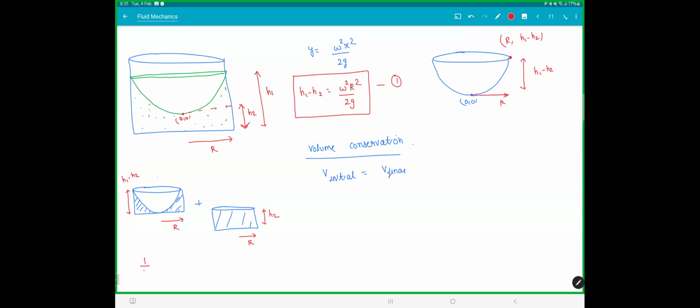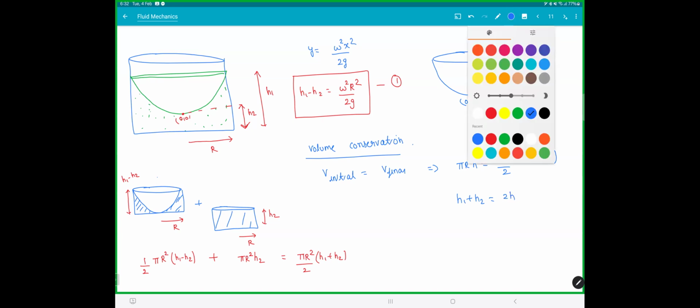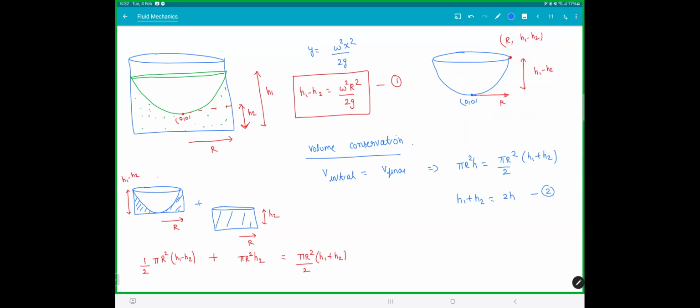So this volume will be half into the volume of the cylinder, pi r square into H1 minus H2, plus this will be pi r square H2. When I add them, I end up with pi r square into H1 plus H2 by 2. That is your volume of the total thing. The initial volume is pi r square h. The final volume is pi r square by 2 into H1 plus H2. So from here we get H1 plus H2 is 2h. This is a pretty good result to remember, even in case you don't know the parabola and all that stuff.